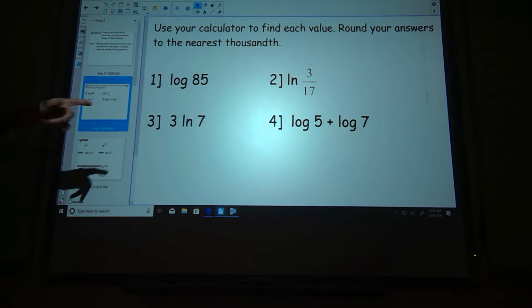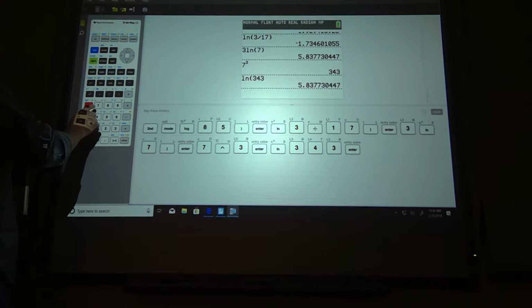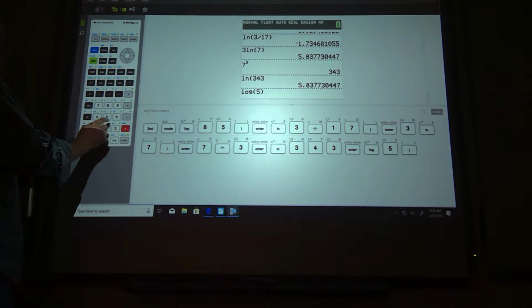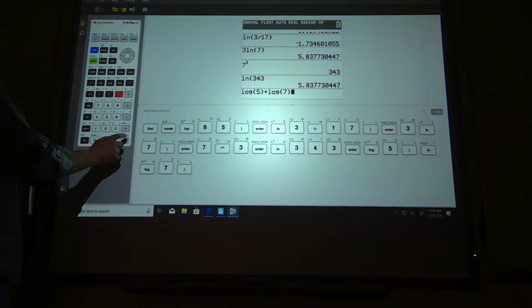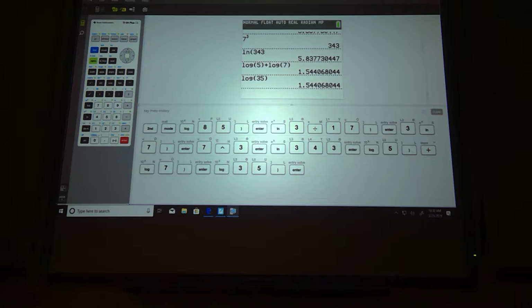All right, and then if I have log 5 plus log 7, you could change that to log 35. Because remember, we put them back together, or I could go log 5 plus log 7, and it's going to give me an answer. So I'll just verify on the calculator. If I do log 5 plus log 7, hit enter, or if I did log 35, it's the exact same answer. So whether you want to condense it down or do each part individually, it'll work nicely with the calculator. Everything seem okay so far?